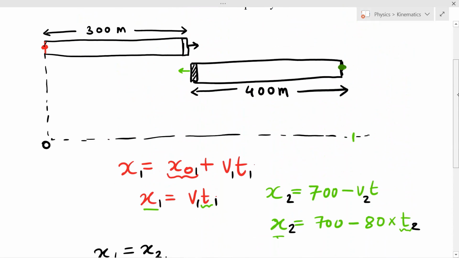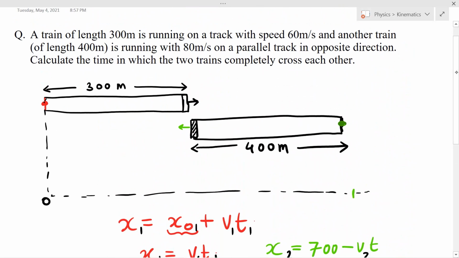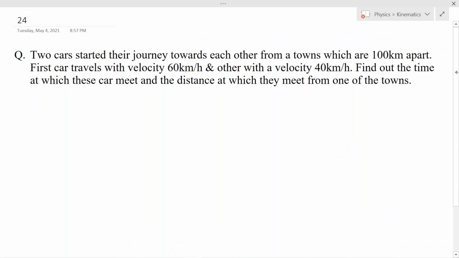Now let's do the next question. Two cars started their journey towards each other from towns which are 100 km apart. First car travels with a velocity 60 km per hour, another with a velocity 40 km per hour. Find out the time at which these cars meet and the distance at which they meet from one of the towns.